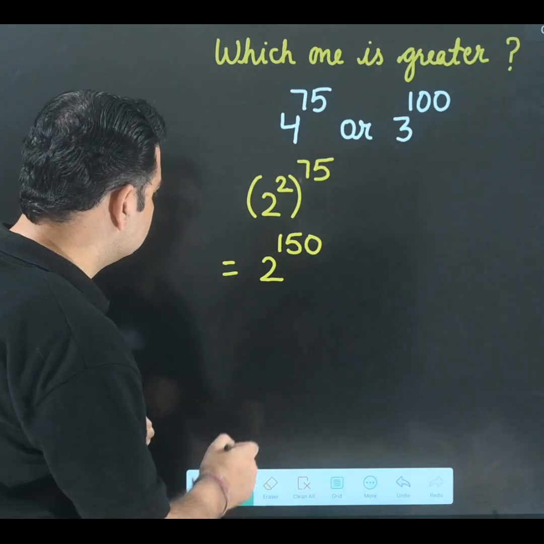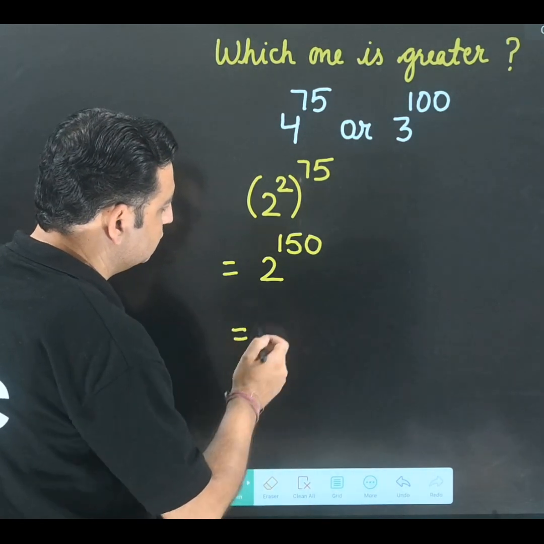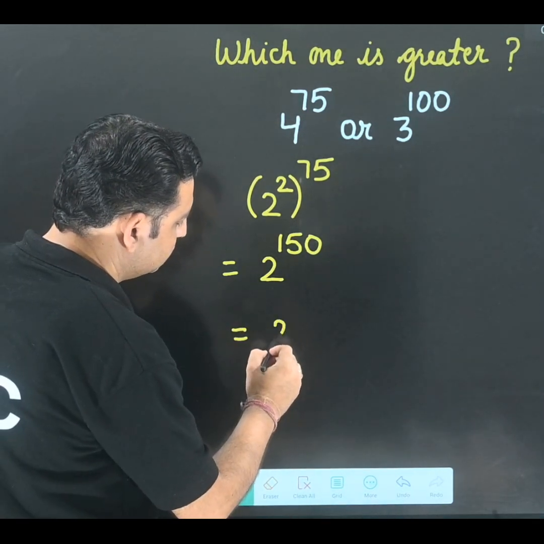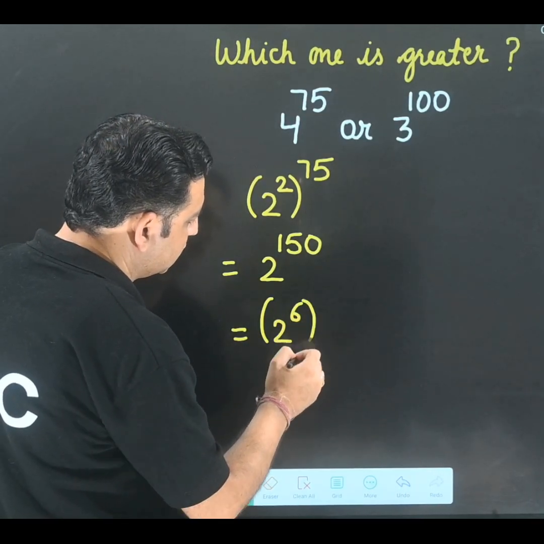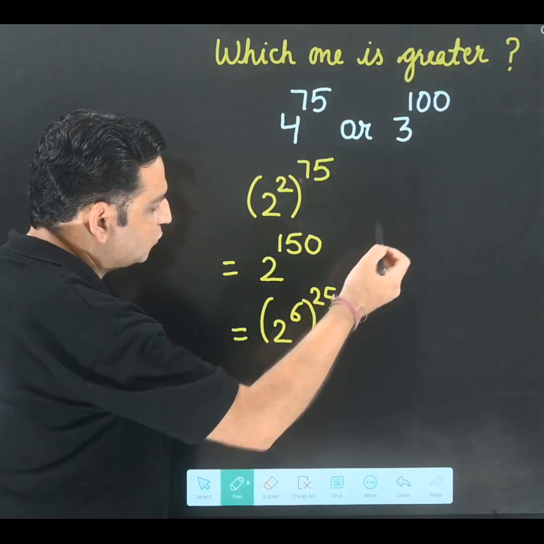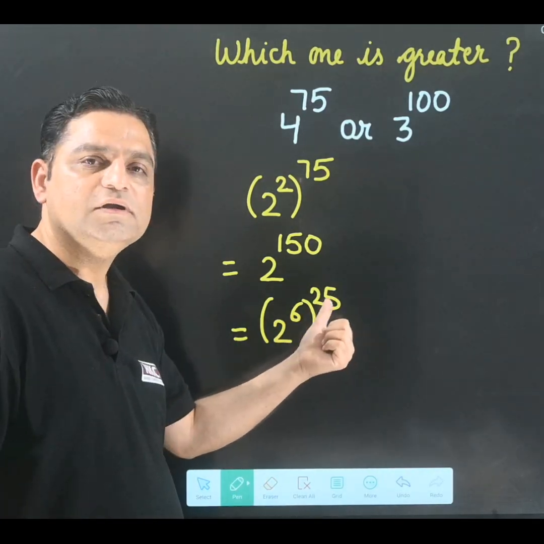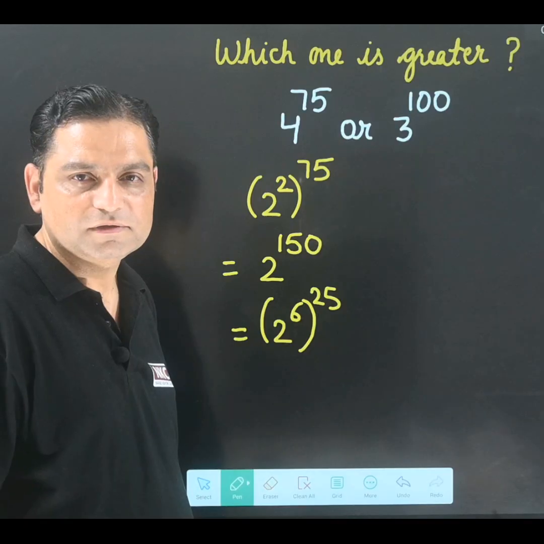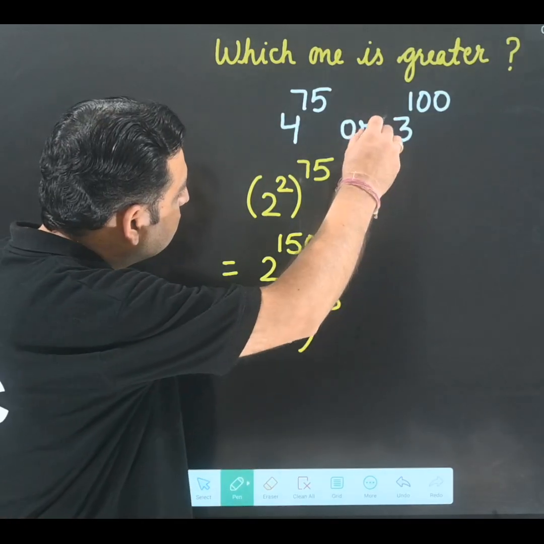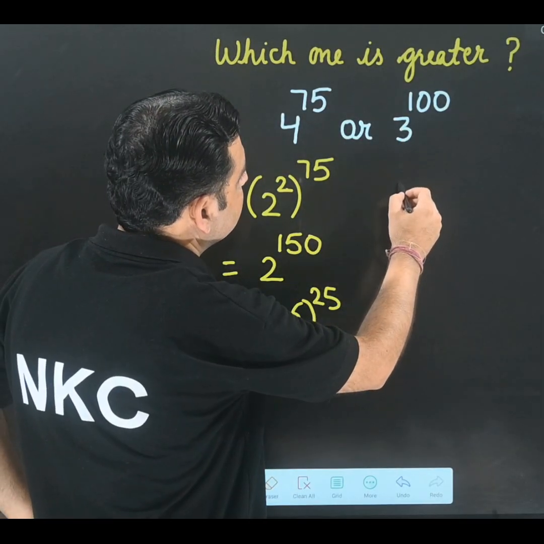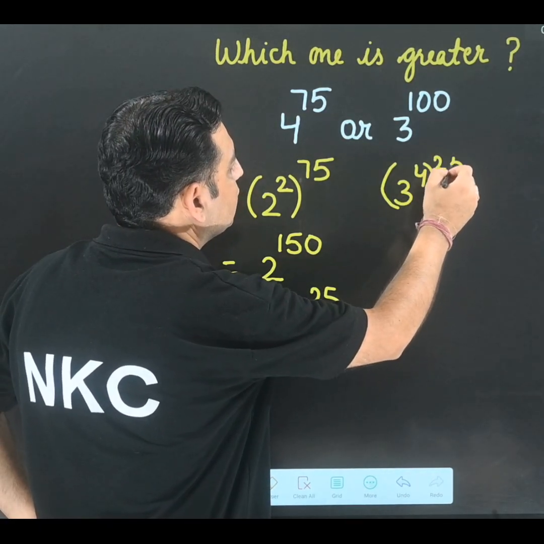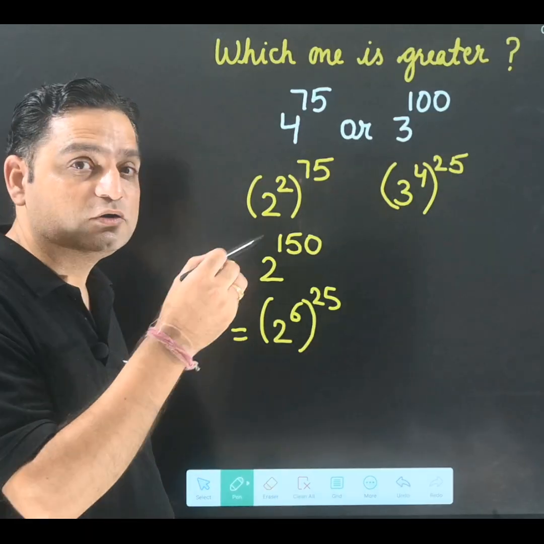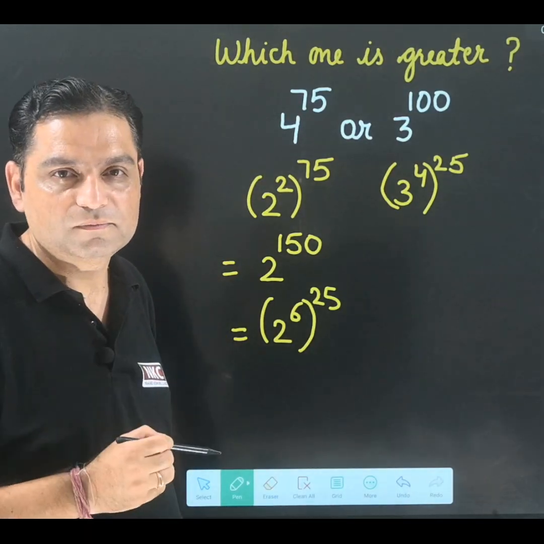For example, what I am trying to do here, this 150, I can write it as 2 to the power 6 times 25, that is 2 to the power 6 to the power 25, because 6 multiplied by 25 is 150, right? And here this is 3 to the power 100, I can write it as 3 to the power 4, again to the power 25. See, exponent 25 I have made, which is the same now.